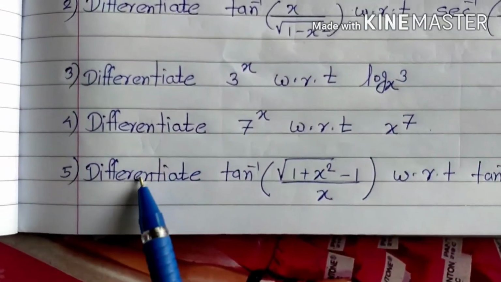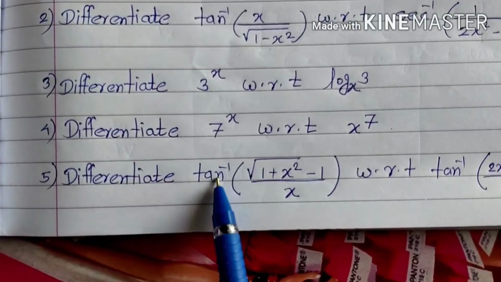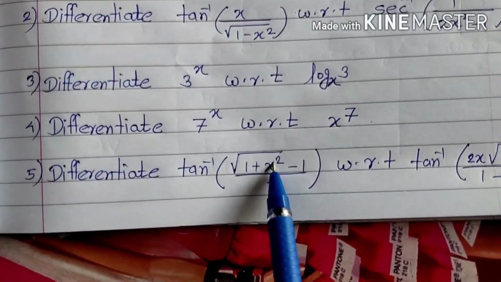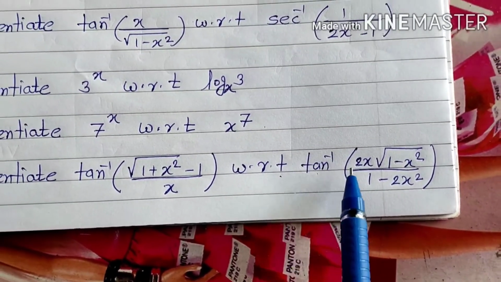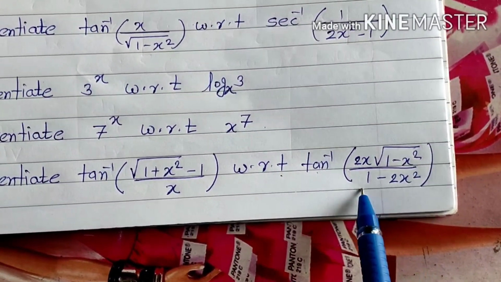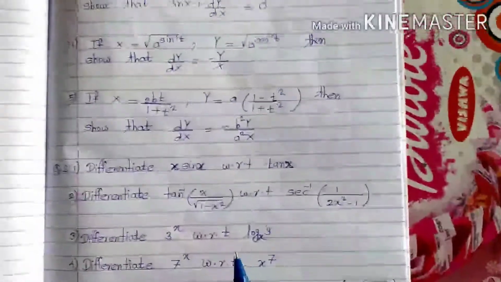And last question, fifth question: differentiate tan inverse under root of 1 plus x square minus 1 upon x with respect to tan inverse 2x under root of 1 minus x square upon 1 minus 2x square.